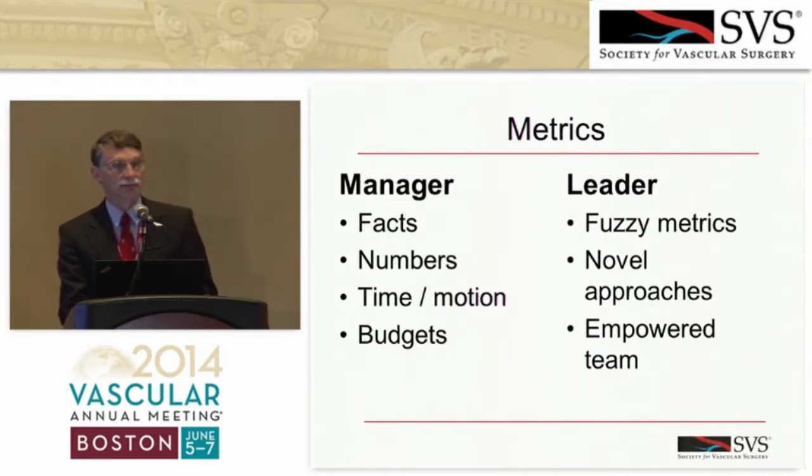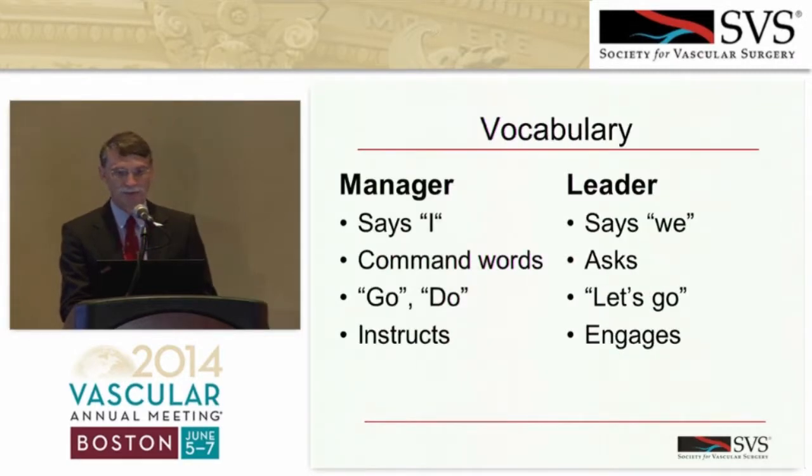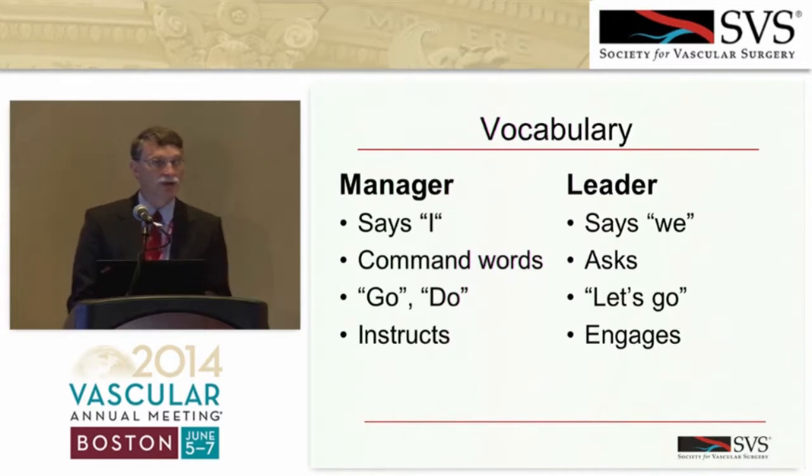Hence the metrics. The manager is looking for facts, numbers, time and motion, budget. The leader's looking for fuzzy metrics. There are novel approaches. They're empowering a team. These are not things that you can perhaps establish a number for. When the leader and the manager are addressing their employees or their team, they speak in different ways. There has been a lot of research on this, that the manager tends to say I and uses command words, says go and do, and it's an instruction process. The leader says we, tends to ask a lot, tends to say let's go. It's inclusive, and they're engaging people.